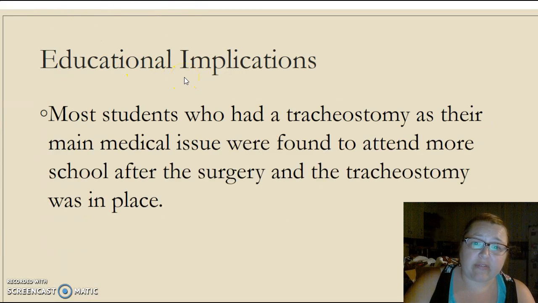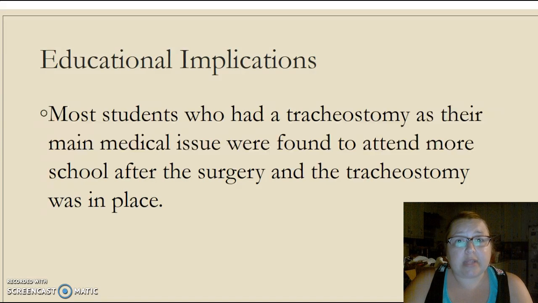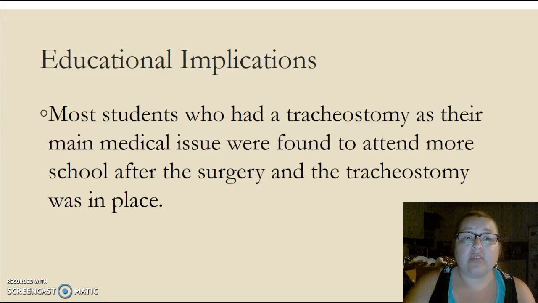Most students who had a tracheostomy as their main medical issue were found to attend more school after the surgery and the tracheostomy was in place. So there are educational impacts for the children because they're able to attend more school. And there are things that the teachers and the school have to do to make sure that the child with the tracheostomy is safe while they are at school.